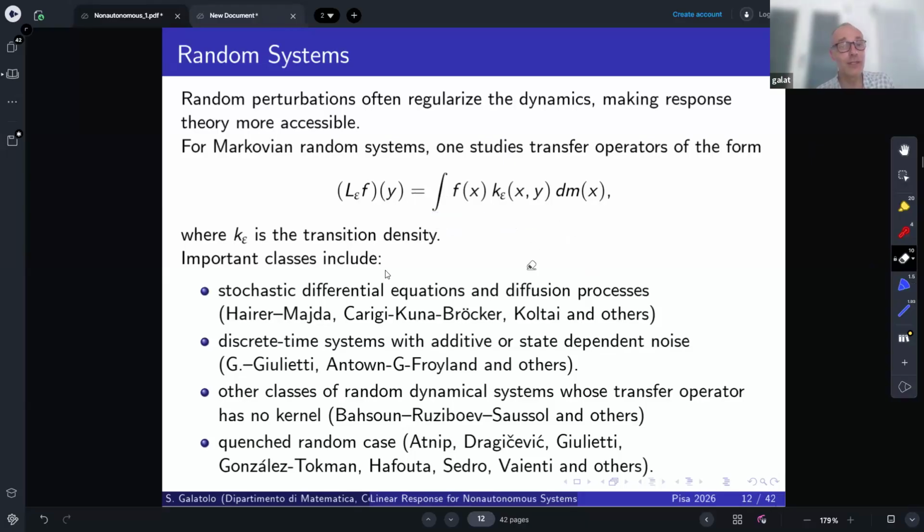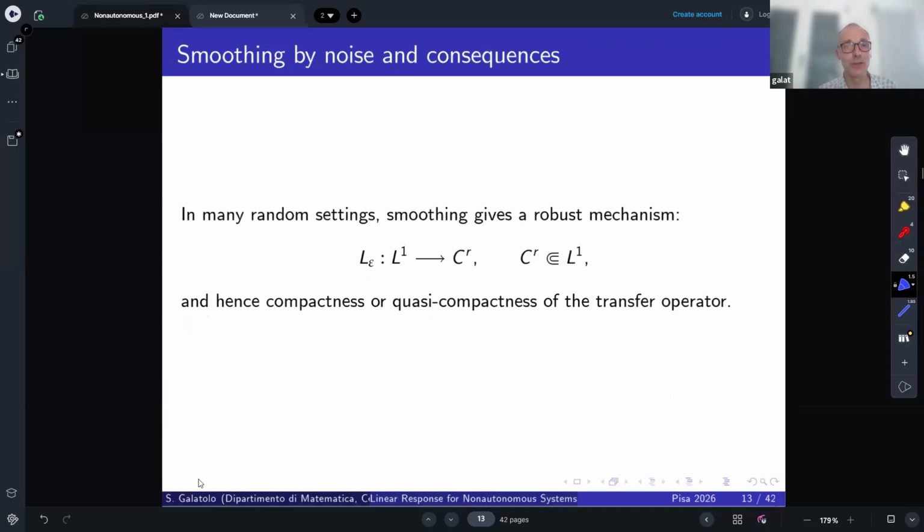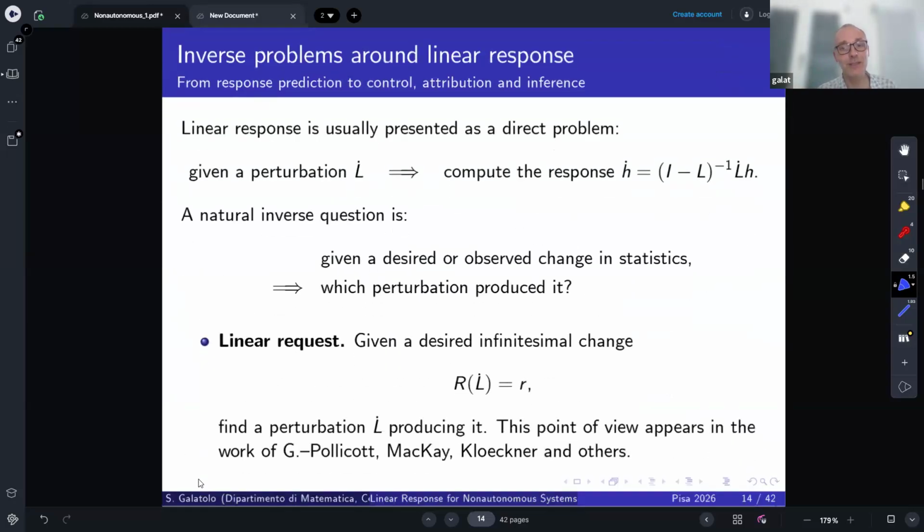Okay, so also in this case there are many families of results in the literature, including the quenched random case, which is a case in which you freeze the randomness and you follow a certain random realization, which is quite similar to the non-autonomous case, which I will consider later. But let me go on. And okay, this is about the compactness.